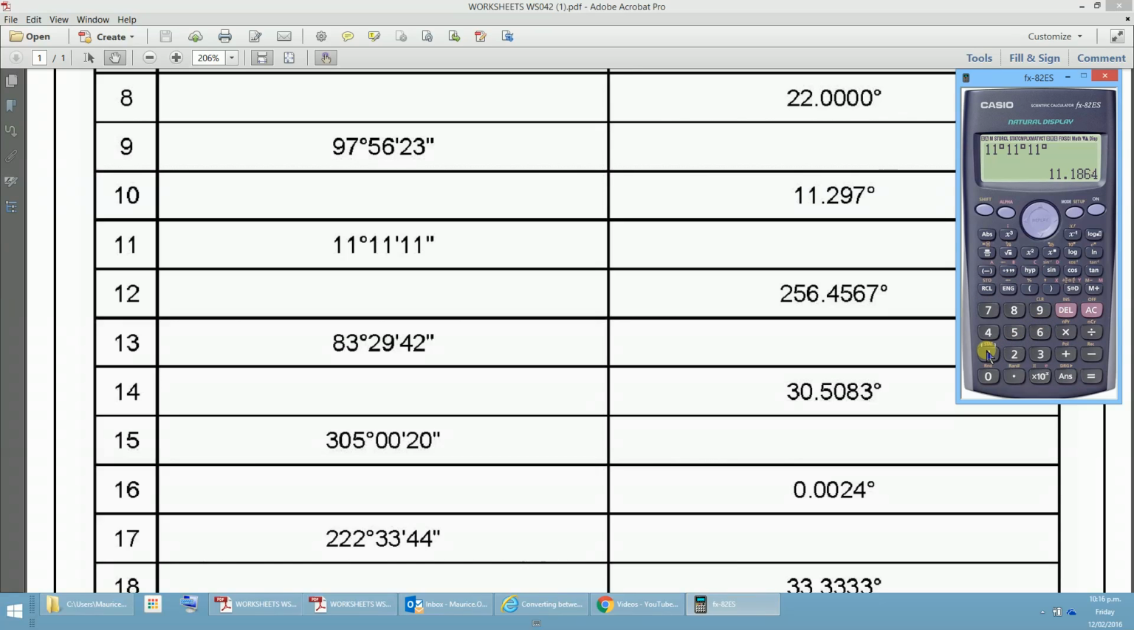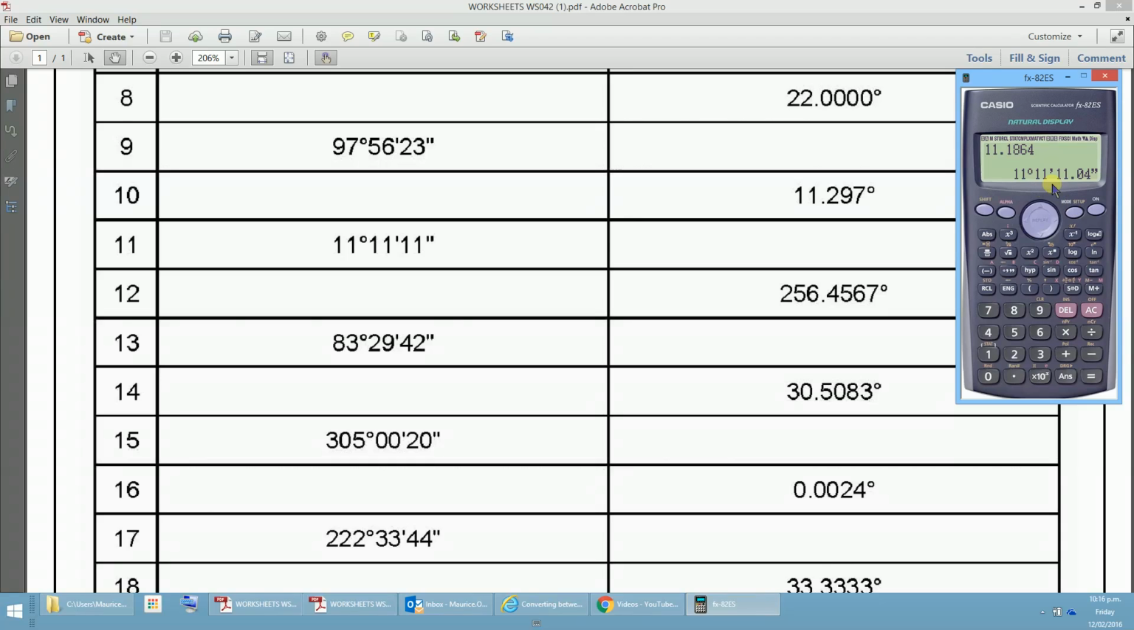So if we were to key in 11.1864, equals, and then convert that back, you can see that we would get a slight difference in the rounding here because of the rounding in the 4th decimal place.